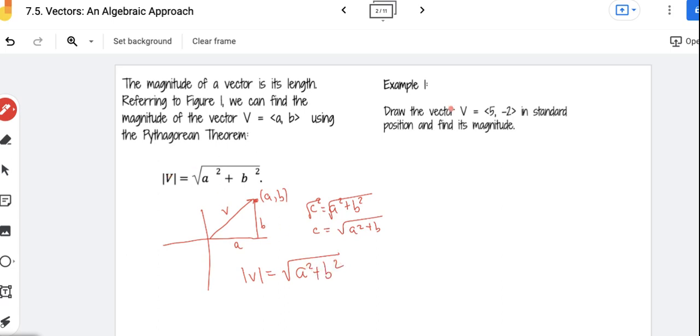All right, so let's look at an example. So this says draw the vector v. Let me sketch a little graph here.